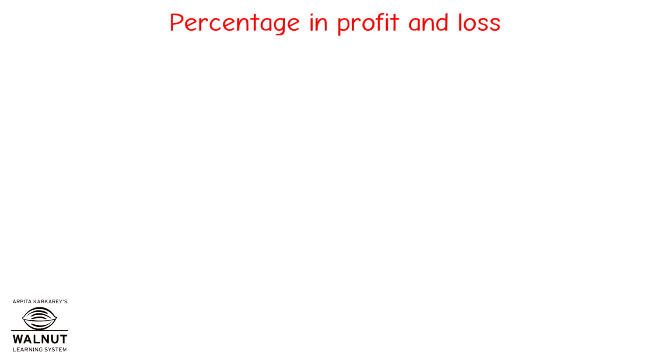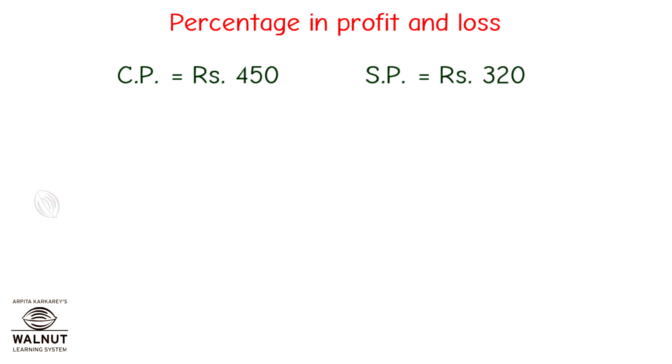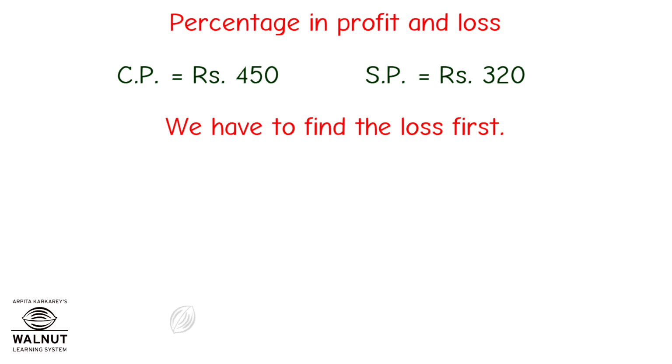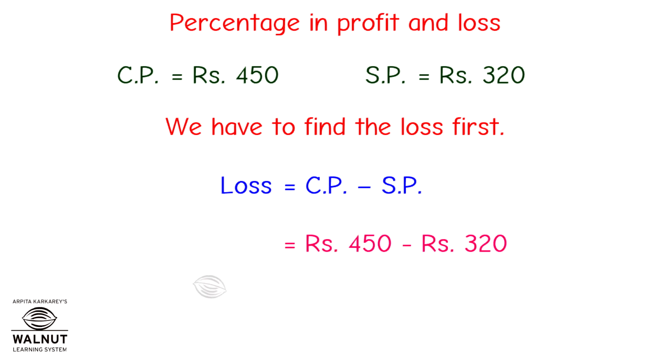Now, let's try some problems on loss percentage. Read the prices given below and then find the loss percentage. The cost price is rupees 450 and the selling price is rupees 320. As the cost price is greater than the selling price, we have to find the loss first. Write the formula to find the loss. Loss is equal to cost price minus selling price. On substituting the values, we get loss is equal to rupees 450 minus rupees 320. That is equal to rupees 130.